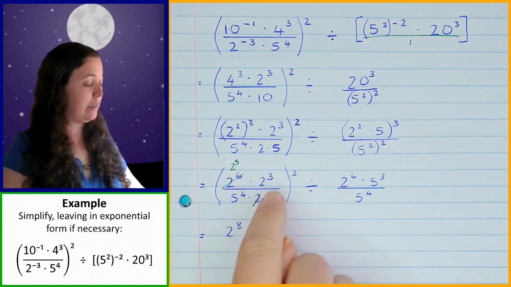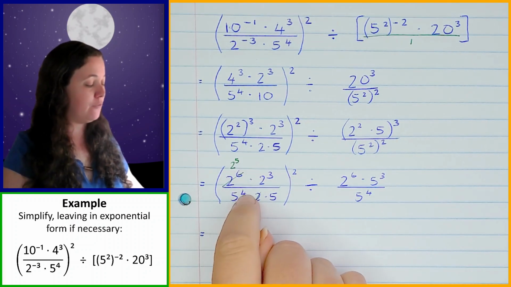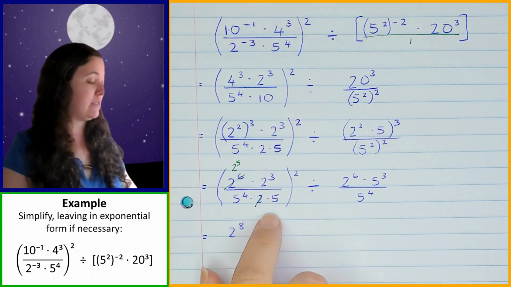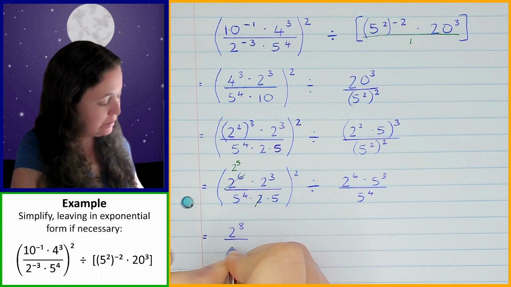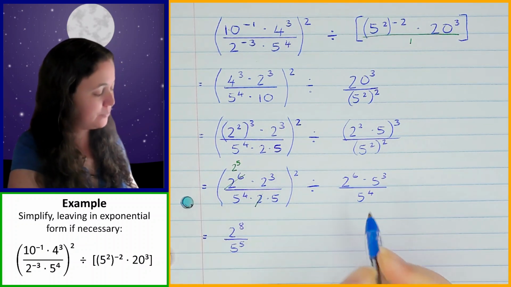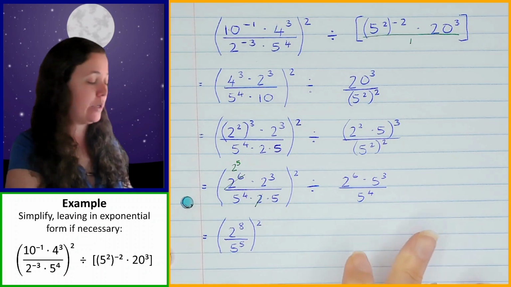Now I'm going to do my 5s. There were no 5s in the top. In the bottom, I've got 5 to the power of 4, times 5. That gives me 5 to the power of 5. So at the bottom of my fraction here, I've got 5 to the power of 5, and that is still squared. I still haven't done anything with that square yet.